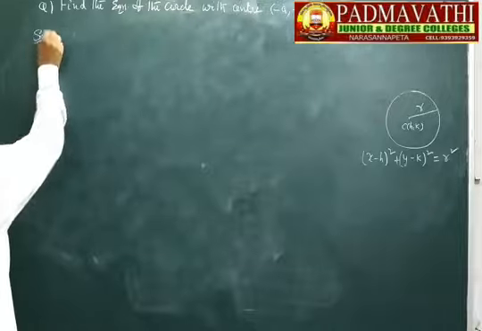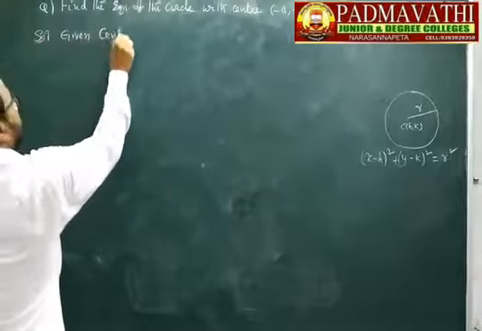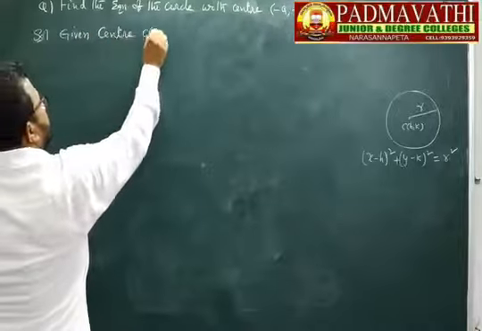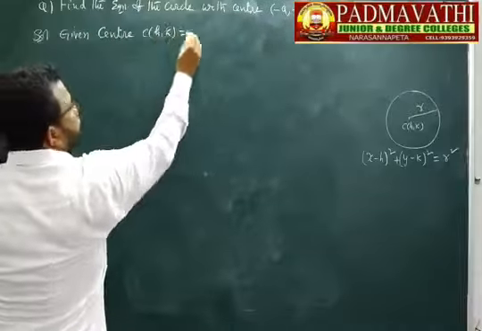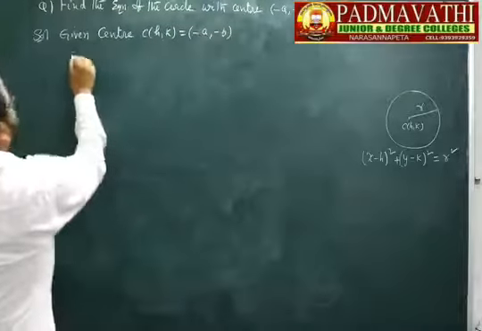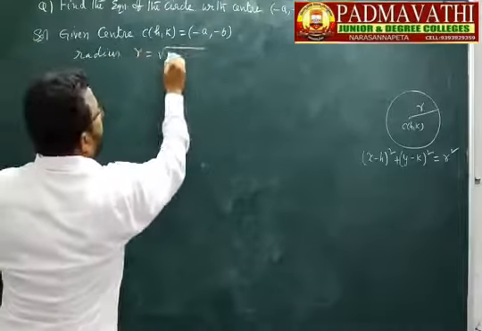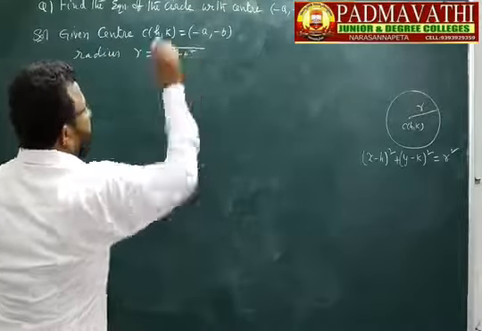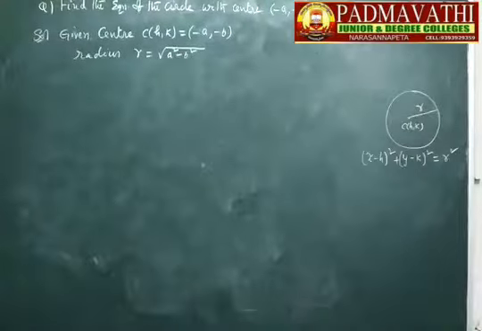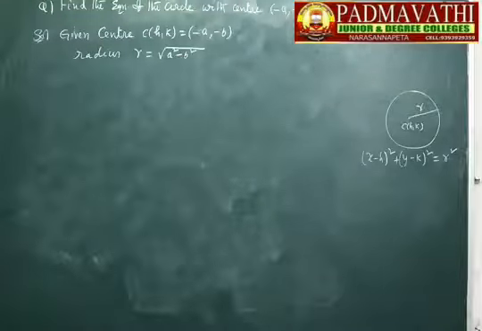Solution. Given: center C (h, k) is (-a, -b) and radius r is equal to √(a² - b²). We have to find the equation of the circle using that formula, (x - h)² + (y - k)² = r².